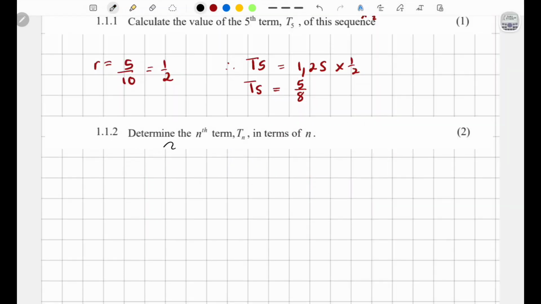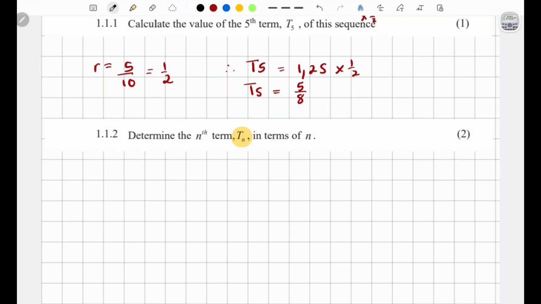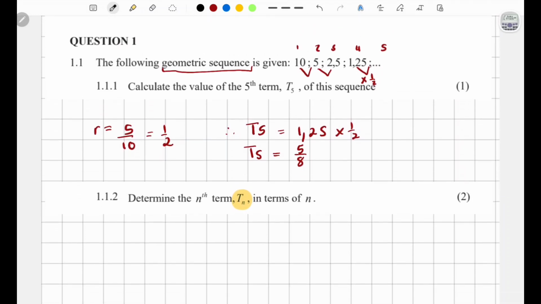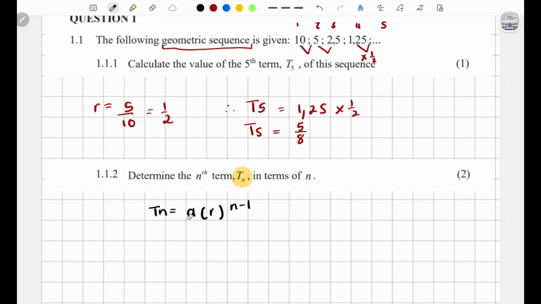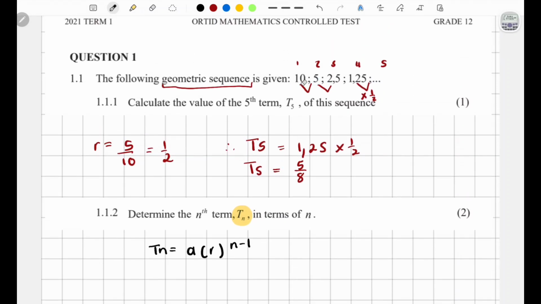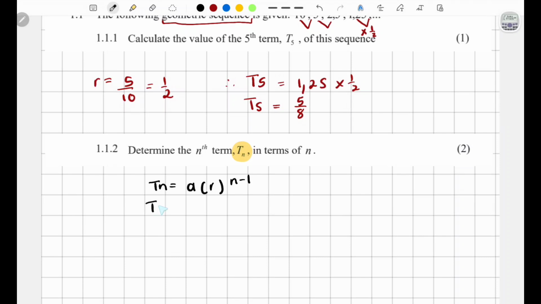Question 1.1.2 says, determine the nth term Tn in terms of n. So they're asking you for the Tn formula, which is just the general formula. Remember that this is a geometric sequence. So the Tn formula of a geometric sequence is Tn is equal to A multiplied by R raised to the power of n minus 1. So what is the value of A? That is the first term, which is 10. So we can say Tn is equal to 10 multiplied by our ratio we found in the previous question, a half, raised to the power of n minus 1, and that is our answer. Moving on to the next question.